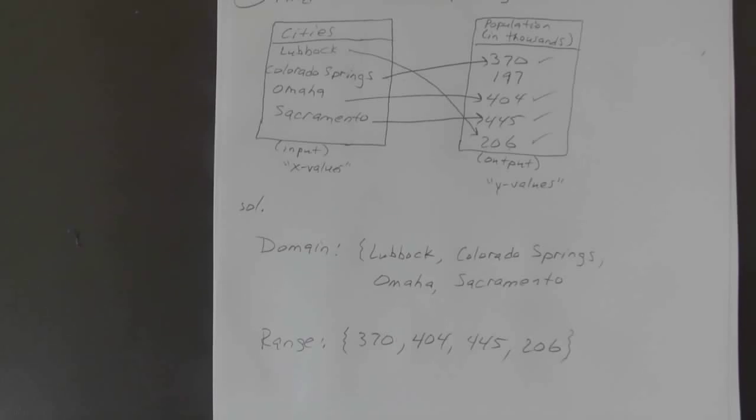All right. So any questions on that so far? Yes. So you just disregard the 197 because none of the X values correlate to it? Exactly. Yeah. Now, if you had an X value that went to the 197, then you'd use it. Yeah. All right. Any other questions on this one?